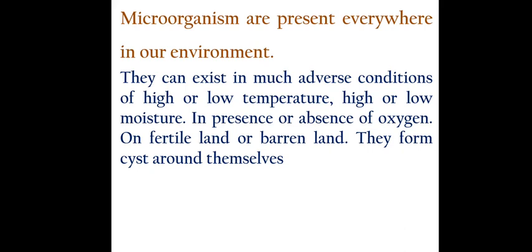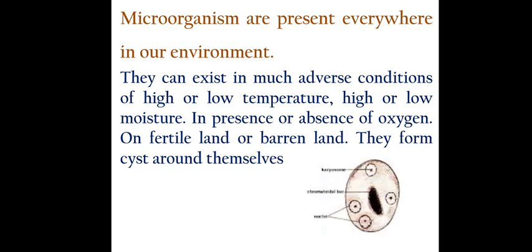Why can they adjust in any type of condition? Because they can develop a cyst around themselves. So what is this cyst? I'm going to show you this image of the microorganism. You can see this is the layer, the tough layer which is generally produced when the conditions are not favorable for their survival. So they can develop a cyst, a protective layer around their body.